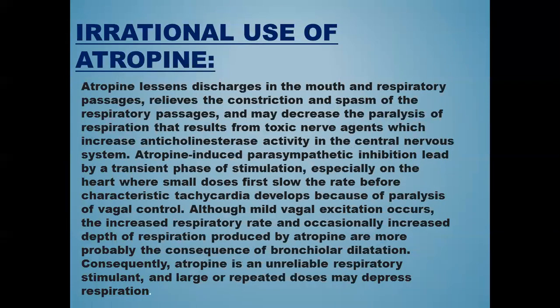Irrational uses of atropine. Atropine lessens discharge in the mouth and respiratory passage, relieves the constriction and spasm of the respiratory passage, and may decrease the paralysis of respiration that results from toxic nerve agents which increase anticholinesterase activity in the CNS. Atropine is an unreliable respiratory stimulant, and large or repeated doses may depress respiration.